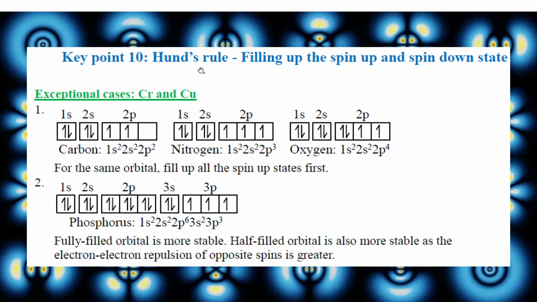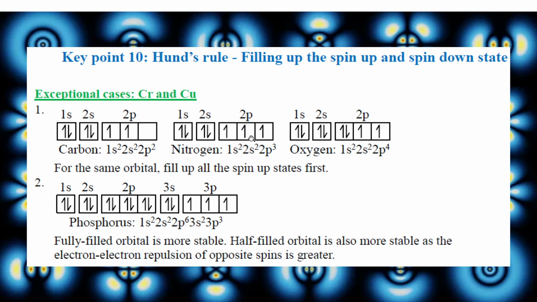And then there is Hund's rule, filling up the spin up and spin down states one by one. The concept is that a fully filled shell is more stable. A half-filled shell is also stable. So fill up the spin up state first. For the p shell, the spin up states have to be filled first, and then fill the spin down states. This is the first principle of Hund's rule: fill up the spin up state first.